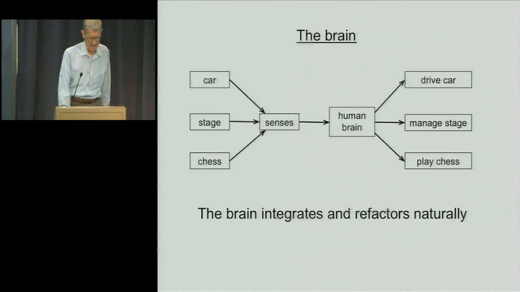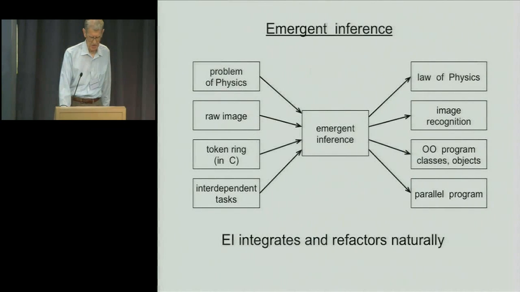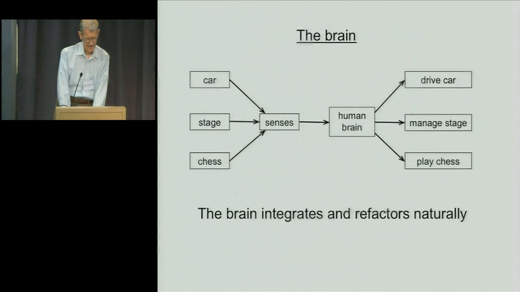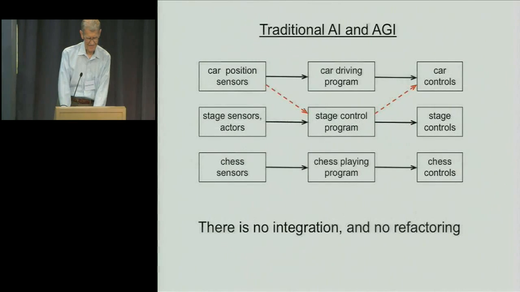That's how the brain does it. That's how emergent inference does it. Which one looks more like the brain? You'll be the judge.